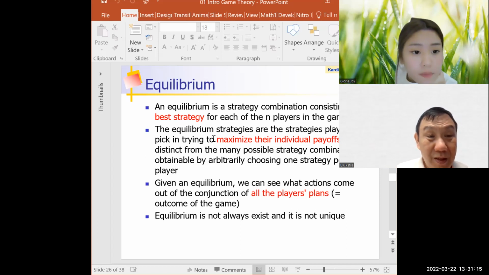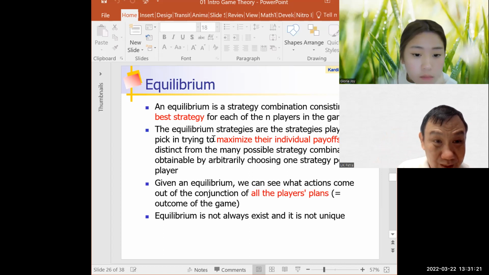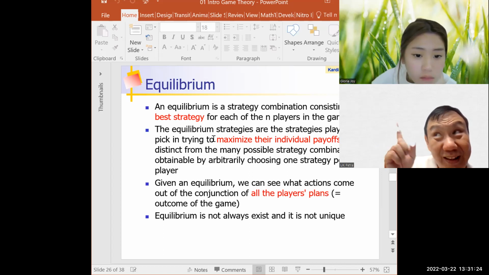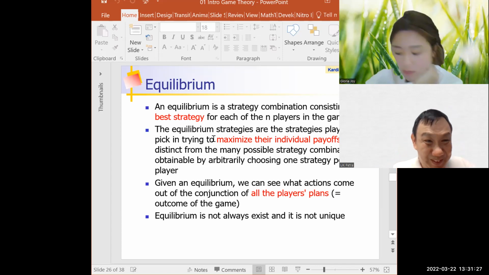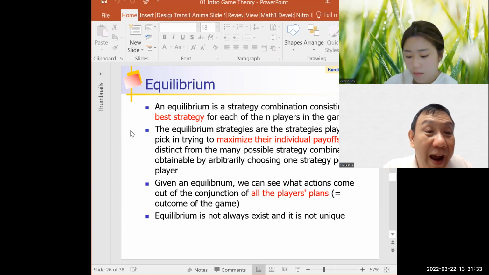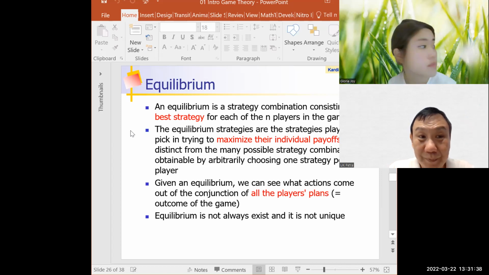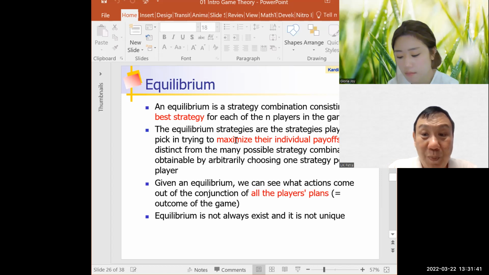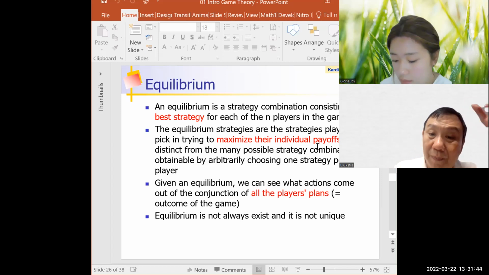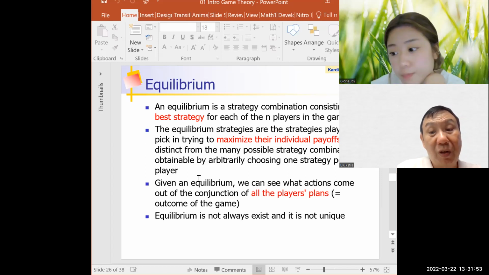So, if you know the equilibrium, you know the best action that you can choose. And you also know the best action that the opponent will be able to choose. So that's why our goal in game theory is to find the equilibrium and its value. Clear? Okay. So we are trying to maximize the individual payoff. That means, given the equilibrium, you can see what action comes out in conjunction with the plan of the player.